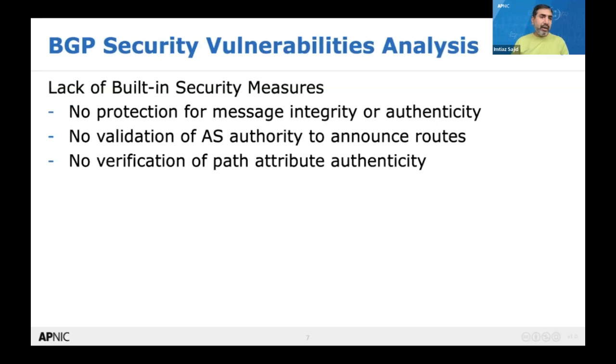If we take a look into BGP, there is some security vulnerability analysis for BGP. That means there are some inbuilt loopholes within BGP. There is no method we can use to check protection or integrity of the messages, and we cannot authenticate them as well. We do not have a built-in mechanism to validate the authority of an AS to announce certain prefixes, and there is no built-in mechanism to verify the AS path attribute, to validate or authenticate it.